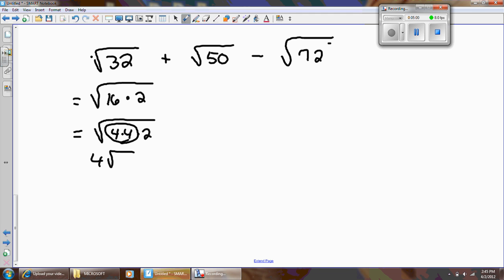So rad 32 simplifies to 4 rad 2. Rad 50 is an easy one because I know 25 goes in 2 times, and that's the same as 5 rad 2. So rad 50 simplifies all the way down to 5 rad 2.